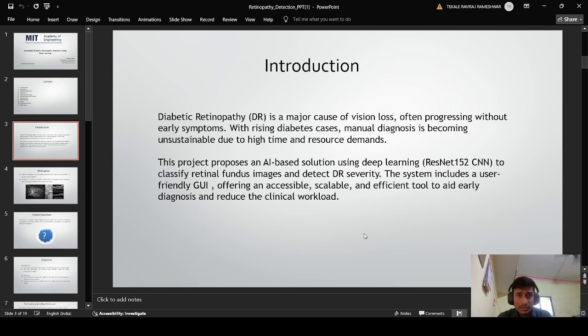Let's start with the introduction. Diabetic retinopathy is an eye disease caused by diabetes. It happens when high blood sugar damages the tiny blood vessels in the retina, which is the back part of the eye. The problem is that the disease often starts without any clear warning or signs. People don't know they have it until it's already serious or causes vision loss.